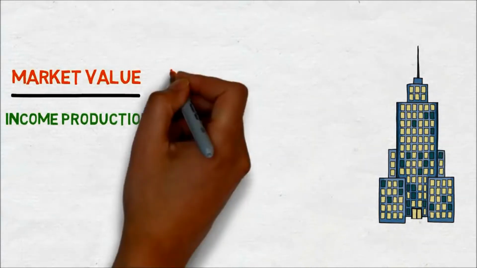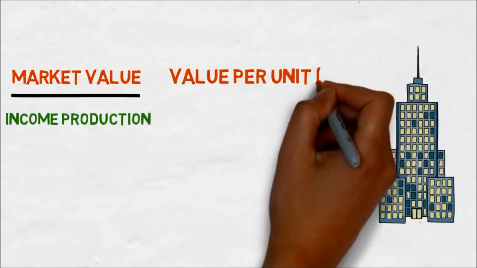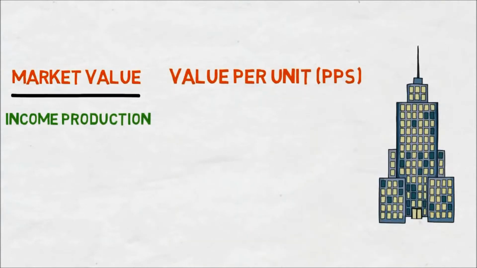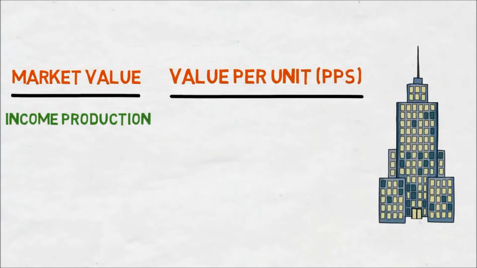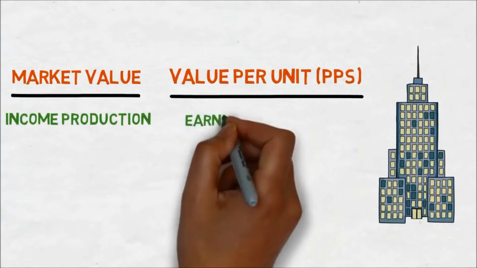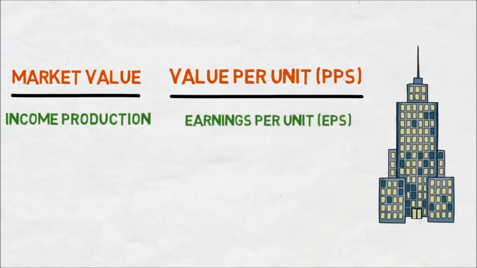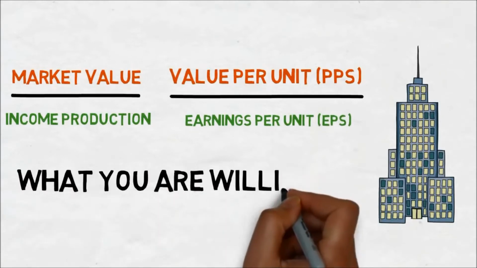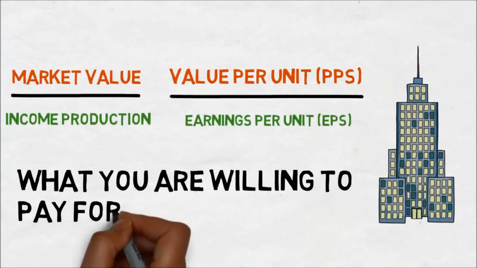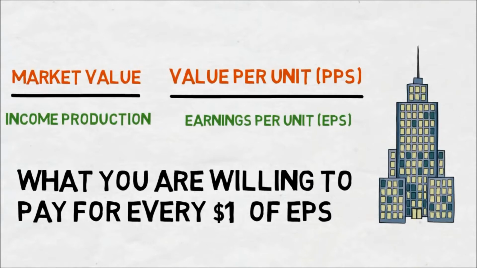So what we're going to do is scale down and calculate per unit. We're going to look at the value per unit, which is the price per share. And we're also going to look at the income generation per unit, so the earnings per unit, the earnings per share. Now you know what these metrics are; we've talked about these things in the past. So basically it comes down to a ratio of what you're willing to pay for every single dollar of earnings per share the company can generate.